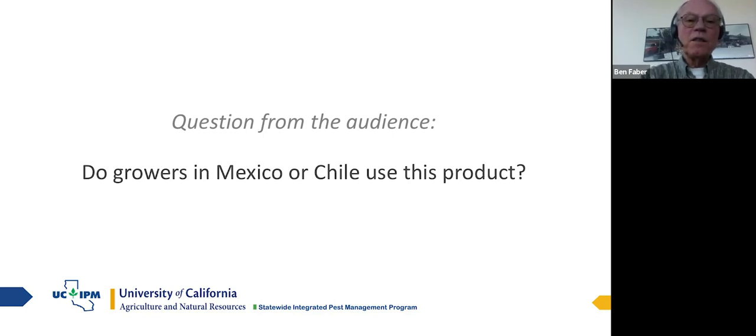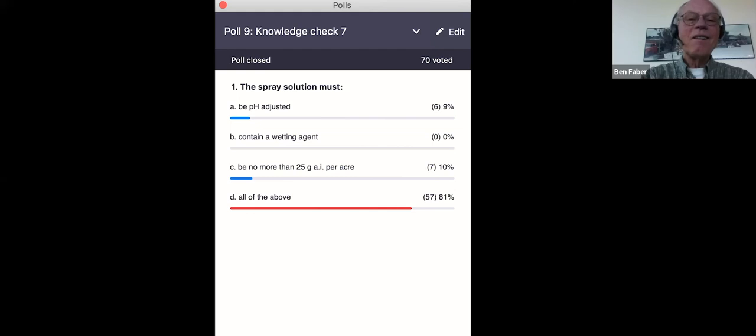Anyway, spray solution. Okay, all of the above. All of it. It's got to be around pH 6. It needs to contain a wetting agent. It works better, well, it doesn't need it, but it works better with the Silwet organosilicone wetting agent. And you can't use more than 25 grams of active ingredient per acre. So all of the above. I mean, that's the thing about these hormones. Everything has to be just right for it to work. And the weather is the overriding factor.